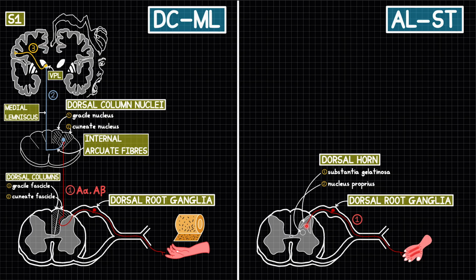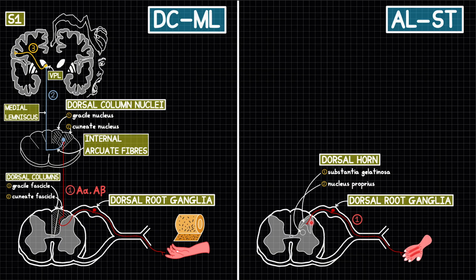So how is it different from the first order neuron in the DCML pathway? Well, there are two key differences. Number one, my DCML pathway's first order neuron is going all the way from the body, from the fingertips, through the spinal cord and into the brainstem. So it's going from body to brainstem. Conversely, in the first order neuron of my ALST pathway, it's coming from the body, but it's actually just ending in the spinal cord. It doesn't go up into the brainstem.